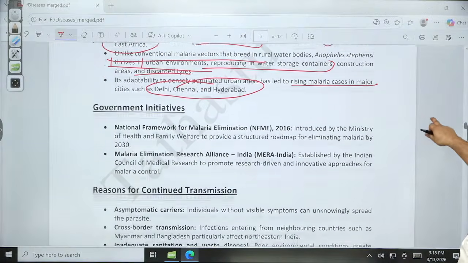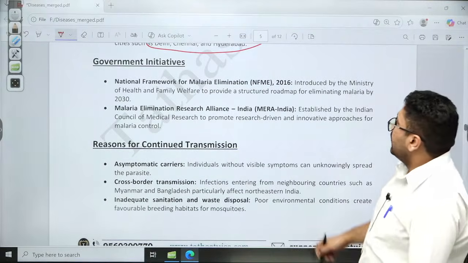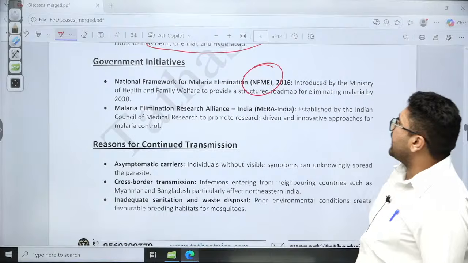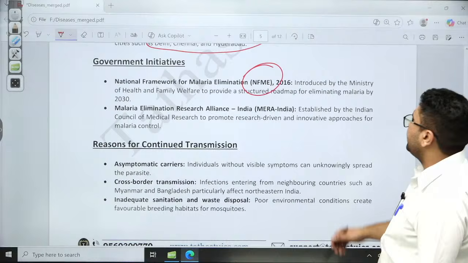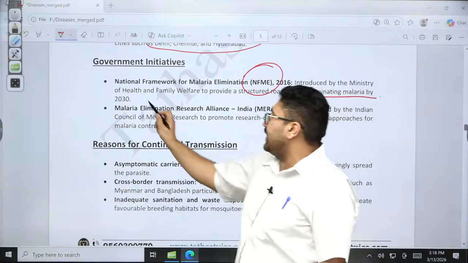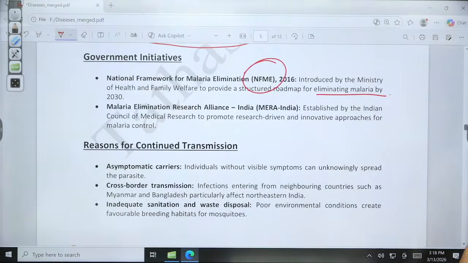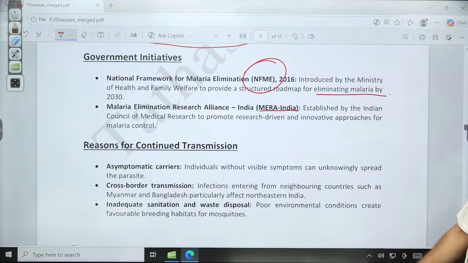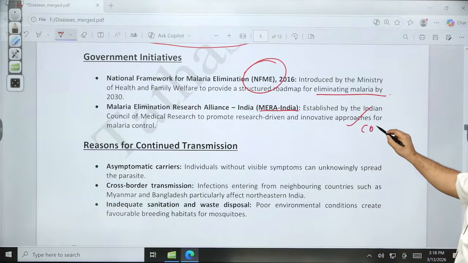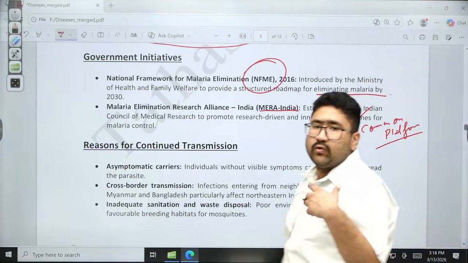Now, what are the steps taken by the government to eliminate malaria? There is the National Framework for Malaria Elimination, launched in 2016, which says that malaria shall be eliminated. It has put a deadline to eliminate malaria by 2030. Then there is the MERA India program, the Malaria Elimination Research Alliance. This is a common platform for researchers to come together and bring in new techniques to reduce malarial cases.